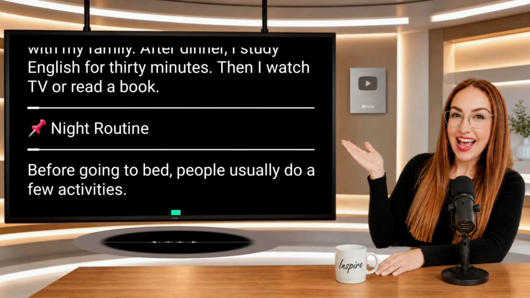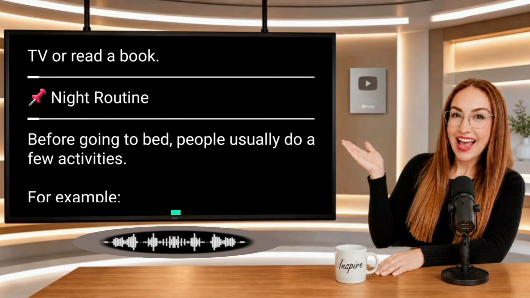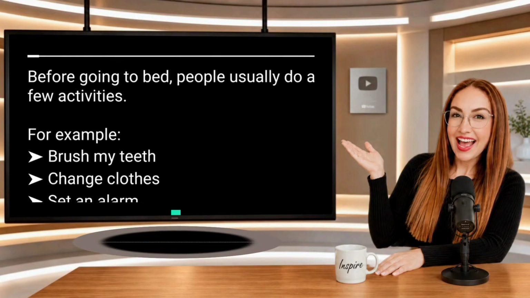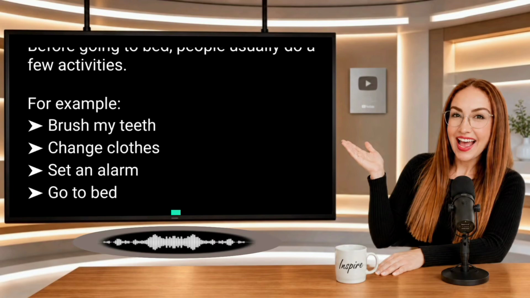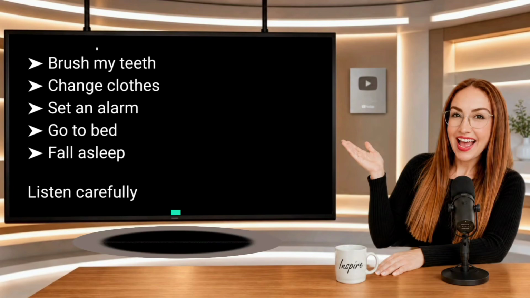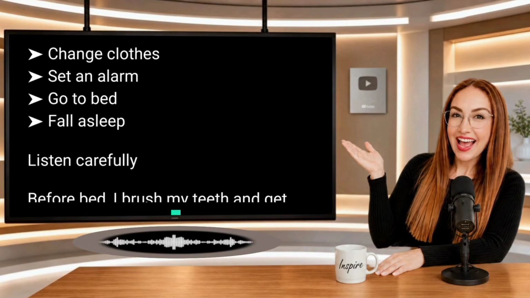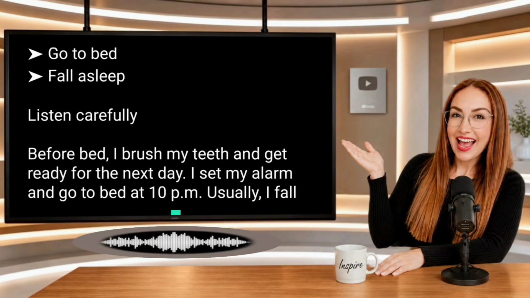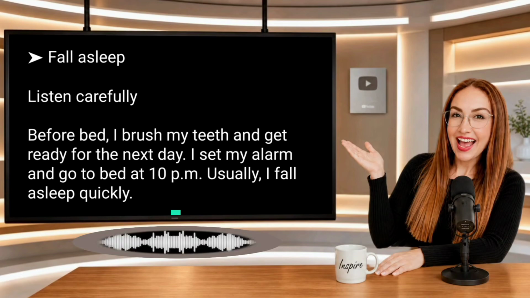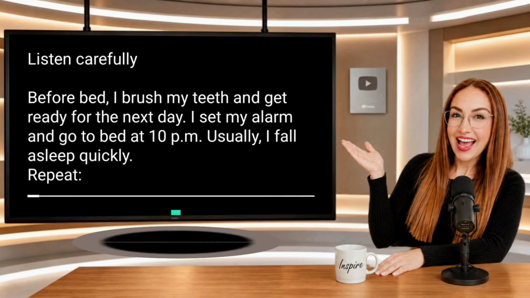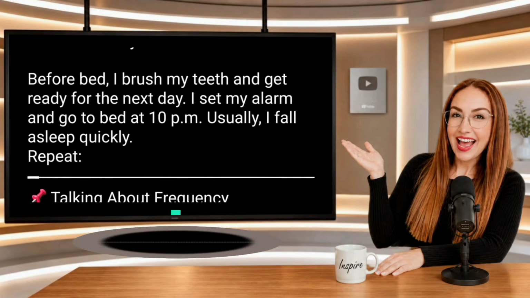Night routine. Before going to bed, people usually do a few activities. For example, brush my teeth, change clothes, set an alarm, go to bed and fall asleep. Listen carefully. Before bed, I brush my teeth and get ready for the next day. I set my alarm and go to bed at 10 p.m. Usually, I fall asleep quickly.